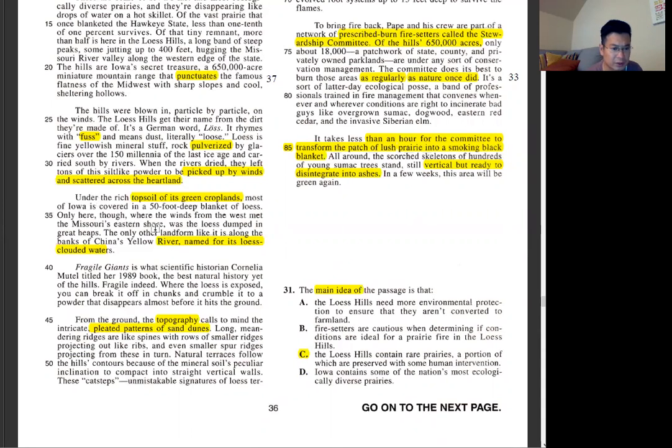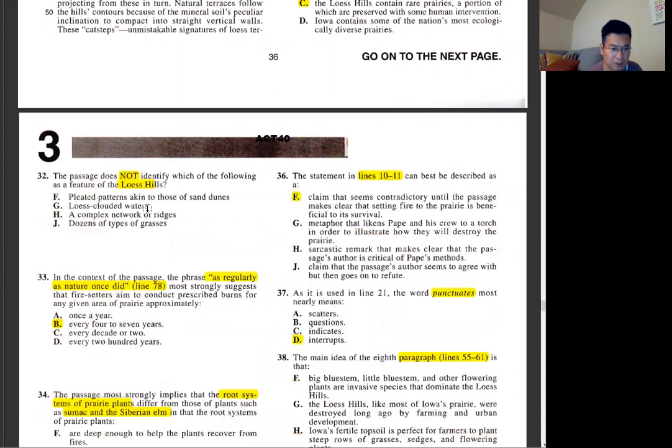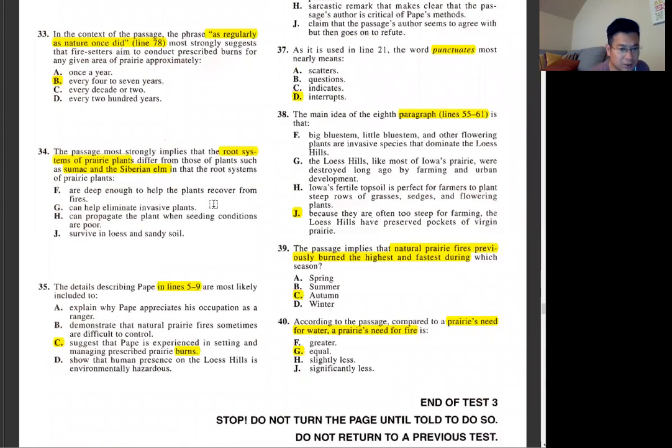So 37, from the 36, 7, 8, like this one. Loess, that was the loess dumped in great heaps, and then the only other place with a landform like it is along the bank of China's Yellow River, named those cloud waters. But then this has nothing to do with the Loess Hills. This is more about the Middle Eastern shore. Okay, so they try to trick you with the name. It's loess. So doesn't. 34, root system.